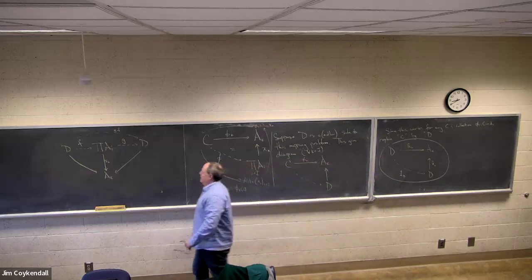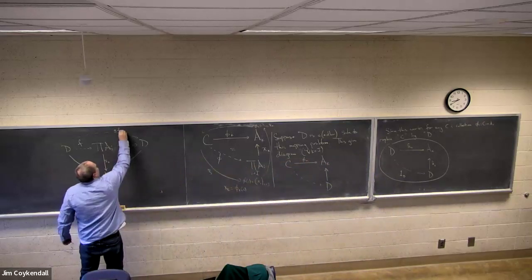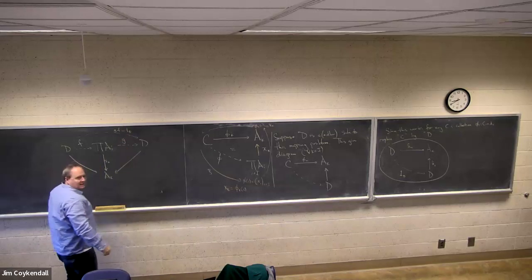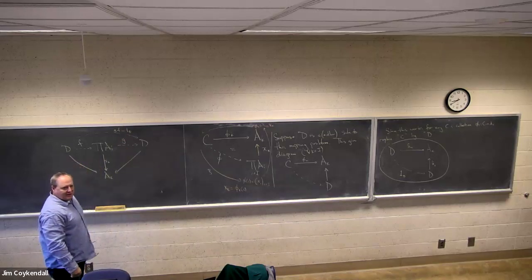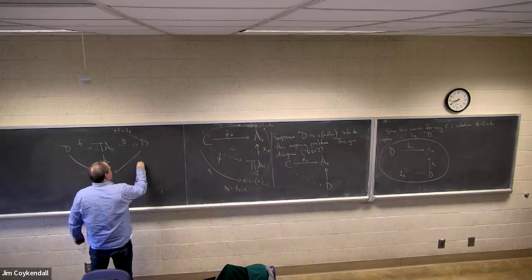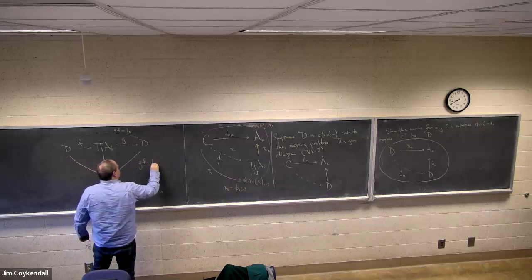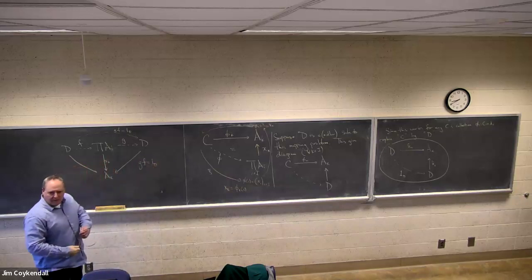And so what does this mean? Well, this has to be the identity on D, because that's the only solution. So what do we have here from this? Everybody okay with that so far?